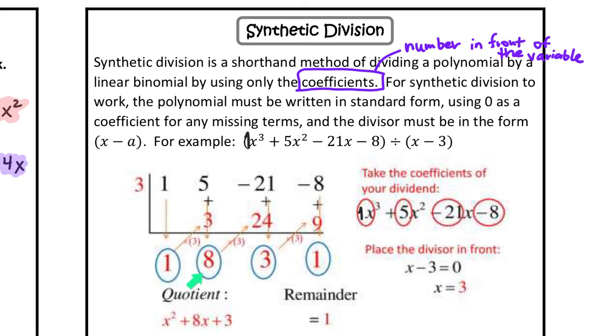And then with the numbers that you get, the 1, 8, 3, and the 1, you're going to write an expression where you're dividing, right? You're dividing x to the power 3 divided by x. So that's going to reduce the power of the answer. So if you started off with x to the power 3, the numbers that you get here are going to start off with x squared. So it's going to be x squared plus 8x plus 3. And this one here is the remainder.